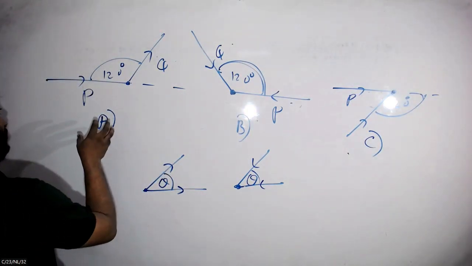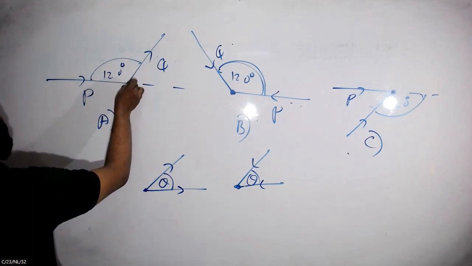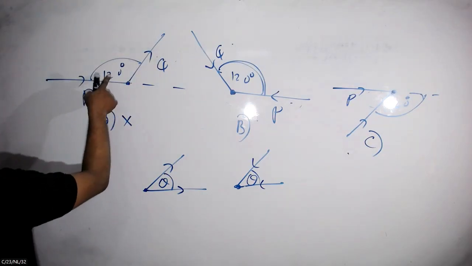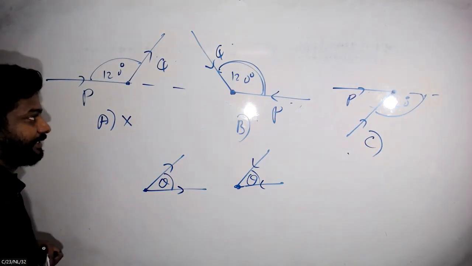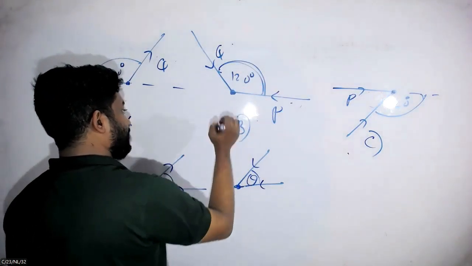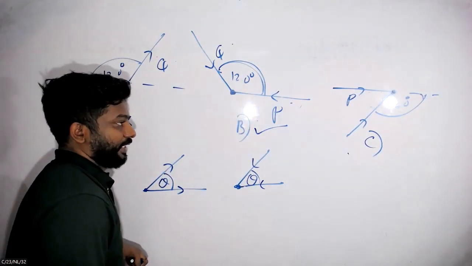Pute, in the first case, two vectors do not approach a single point or extend from a single point. Therefore, this one is wrong, 120 is not the angle between the two vectors. In the second case, two vectors approach a single point. Therefore, 120 is the angle between the two vectors.